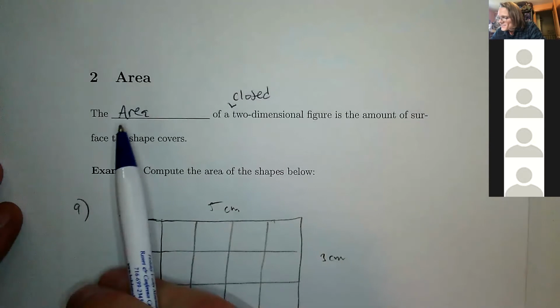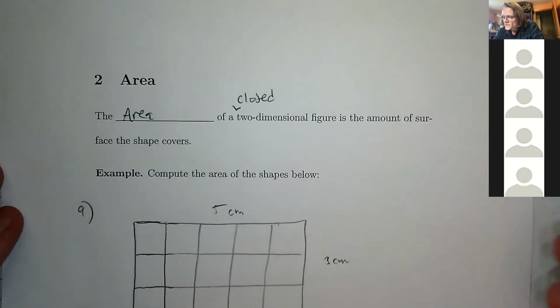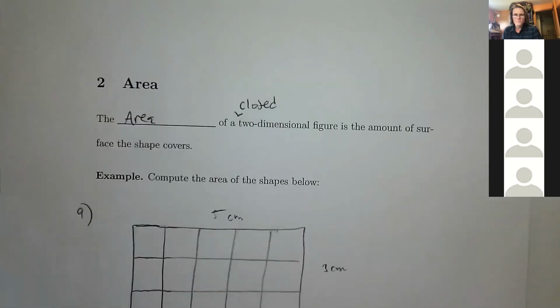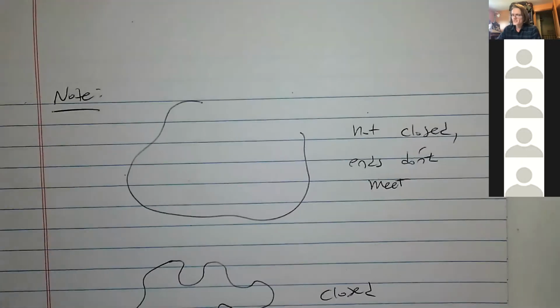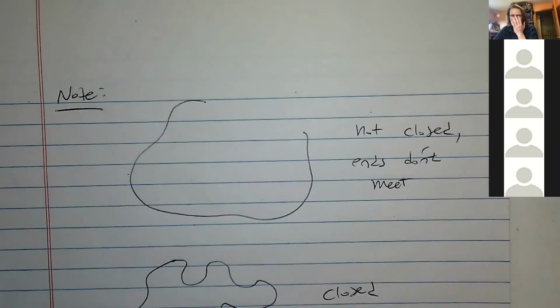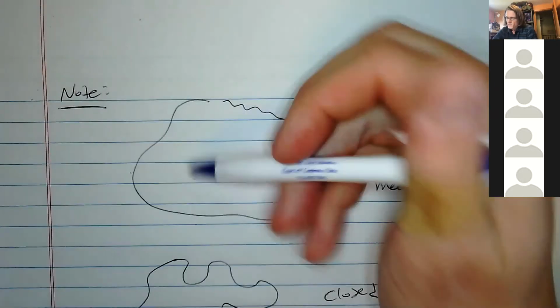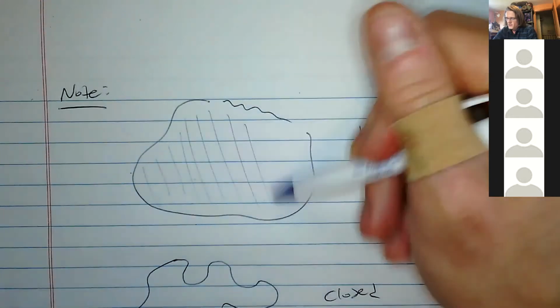So anyway, the area of a closed two-dimensional figure is the amount of surface the shape covers. Again, you want it to be closed. Strictly speaking, you could probably do it not closed. The only issue with it not being closed would be, what would you do here? If I want the area of this shape, it's kind of like, how much space does it cover?